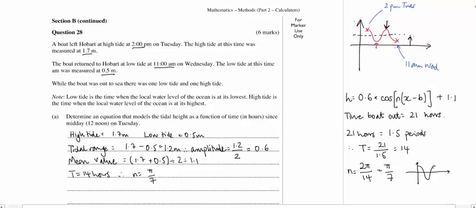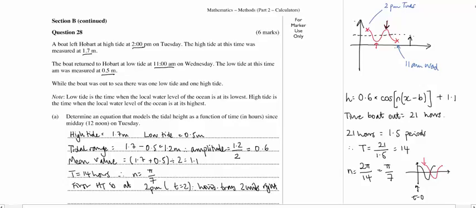But if we read the question, the high tide occurred 2 p.m. on Tuesday, which is 2 hours after noon. And remember, noon is t equals 0. So what's happened, in fact, is that this graph has been translated to the right by 2 hours, because that's when the high tide took place. Okay, so first high tide is at 2 p.m. and that means t equals 2. Therefore, horizontal translation 2 units to the right.